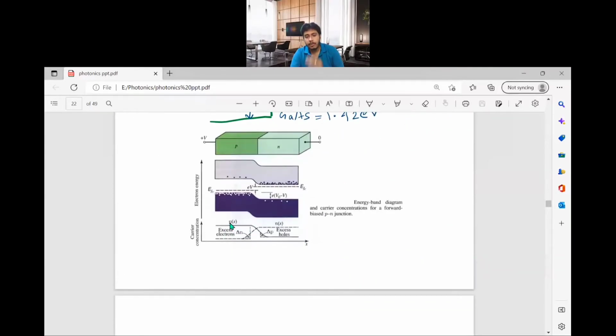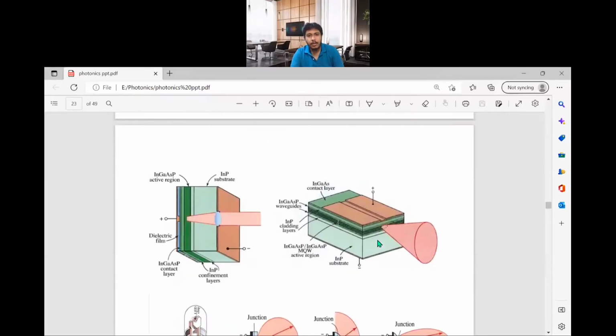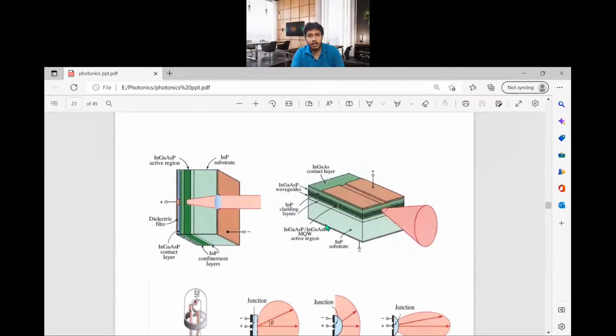If you apply a positive voltage, holes are moving from the p side to inside. So this is the hole concentration inside, and it will increase in this direction because the holes are diffusing in, and electrons are diffusing from inside to the p side. So this is the electron concentration in the p side, which is also increased. This increased concentration will be responsible for the recombination. They will recombine with the holes and electrons available in this region. So this is the structure of the LED.